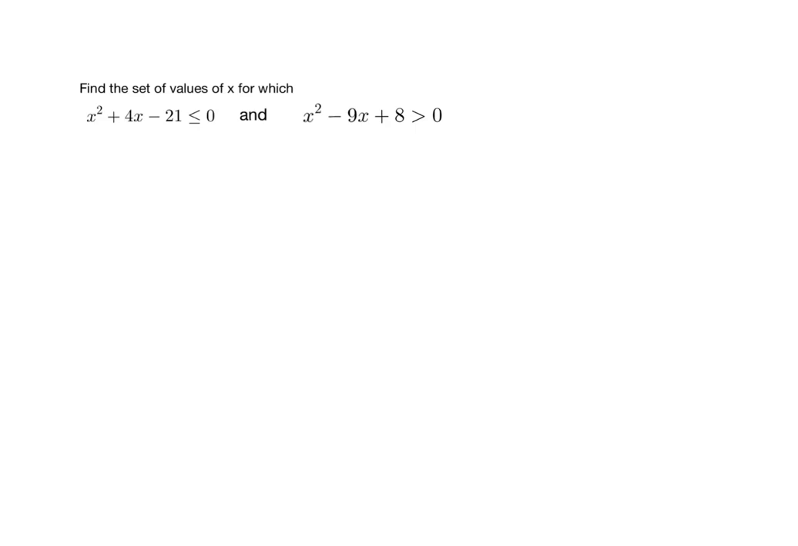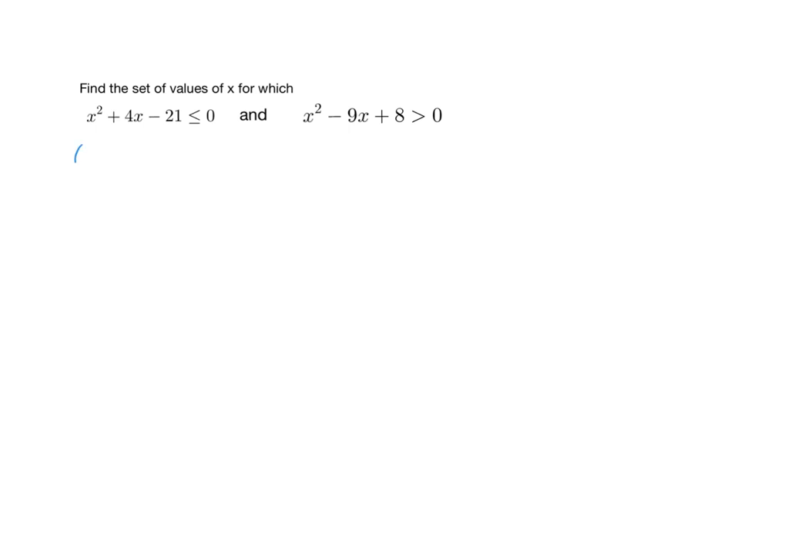In this video, we're going to have a look at finding a set of values which satisfy two quadratic inequalities. Now, the first thing we need to do is actually solve both of these quadratic inequalities so that we can then compare the two to each other. So I'm going to start by factorising these so I can find the critical values and then I can find the inequalities that go with that.